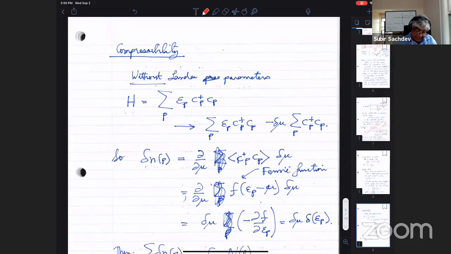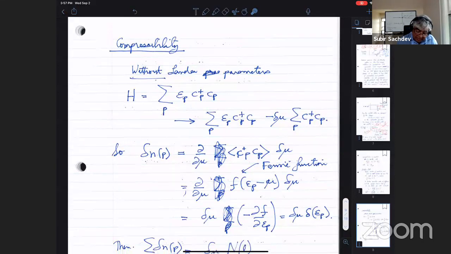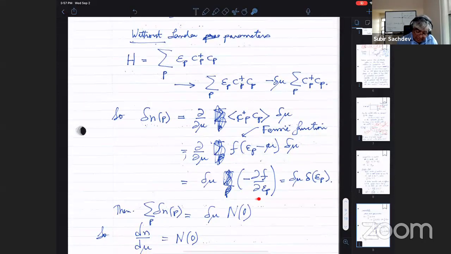That's a little different. So again, you do the calculation for free electrons, where you change delta mu a little bit, and this is easy to figure out. So delta N of P will be just d by d mu of the change in C dagger P Cp. Now this C dagger P Cp for this Hamiltonian is just the Fermi function. So you have to take the derivative with respect to mu, and that gives you minus df dp.